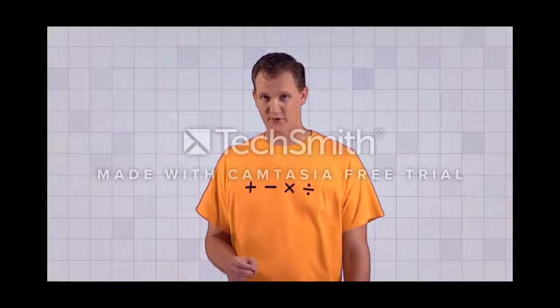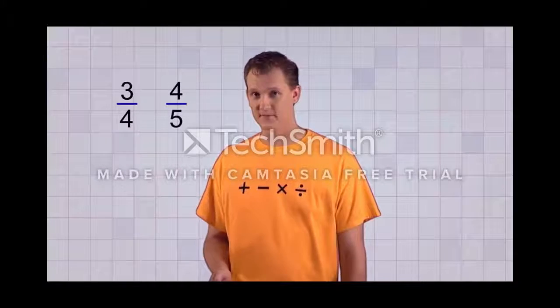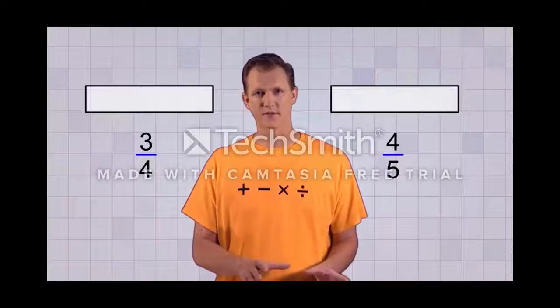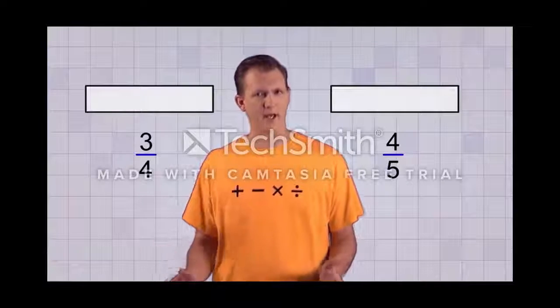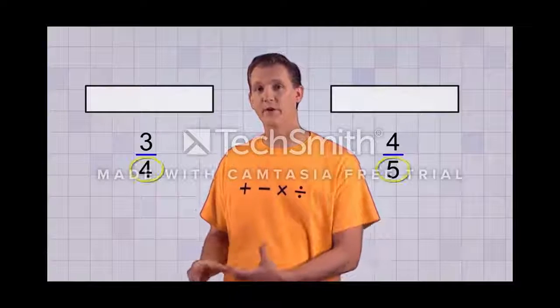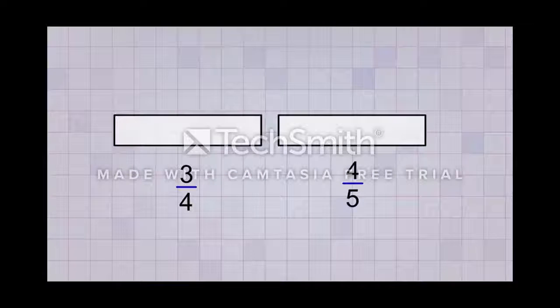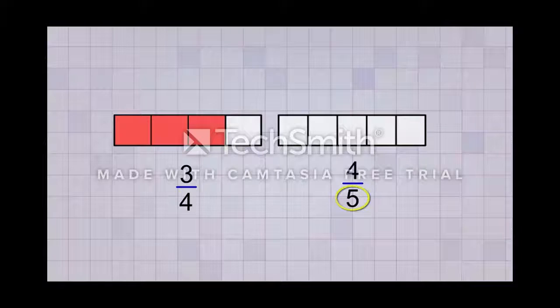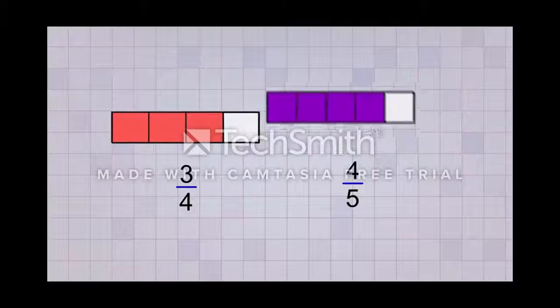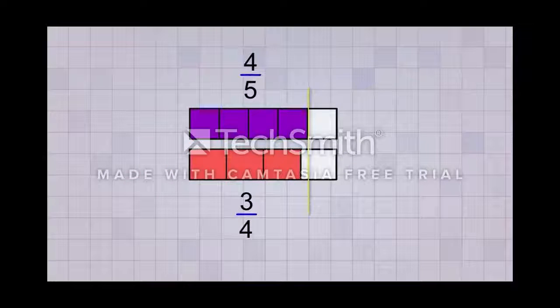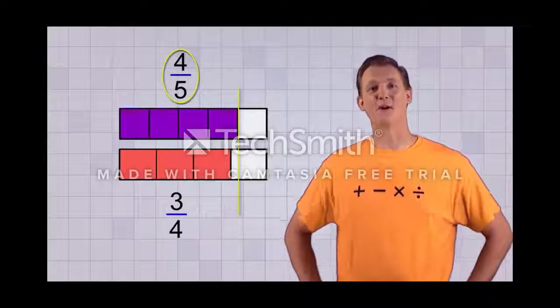Okay, now let's try one that's a little harder. Which of these fractions is greater, 3/4 or 4/5? Well, let's start again with two rectangles, but this time we need to divide them up differently because the fractions we're comparing have different bottom numbers. The first rectangle will be divided into 4 equal parts, and we'll shade 3 of them to show 3/4. The second rectangle will be divided into 5 equal parts, and we'll shade 4 of them to represent 4/5. Now to compare, all we have to do is see which rectangle is shaded in the most, and that tells us that 4/5 is greater than 3/4. There, that wasn't so hard after all.